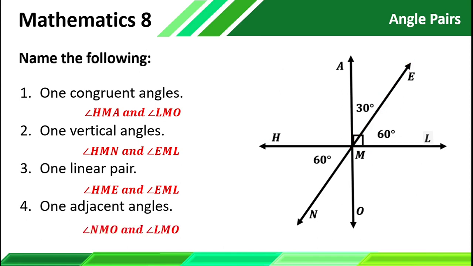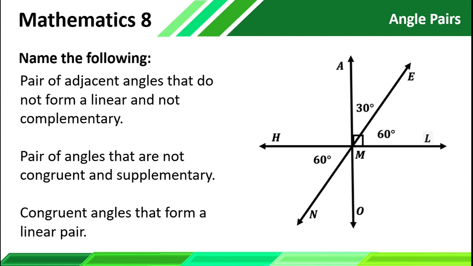Last one, let's have one adjacent angle. So we have here angle NMO and angle LMO. As you can see here, these two angles are adjacent because they have a common vertex and they share a common side, which is ray MO.